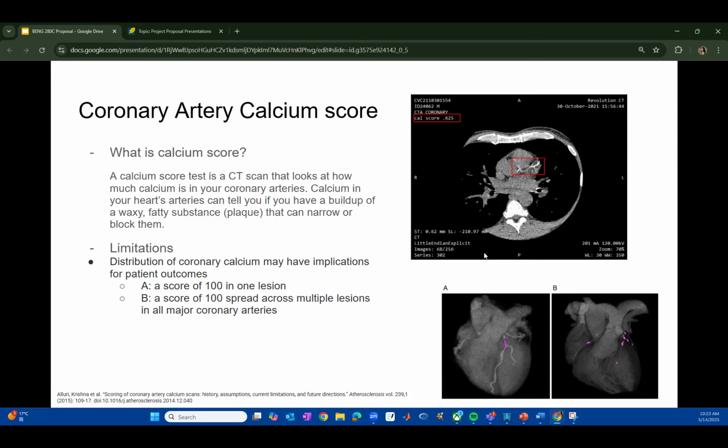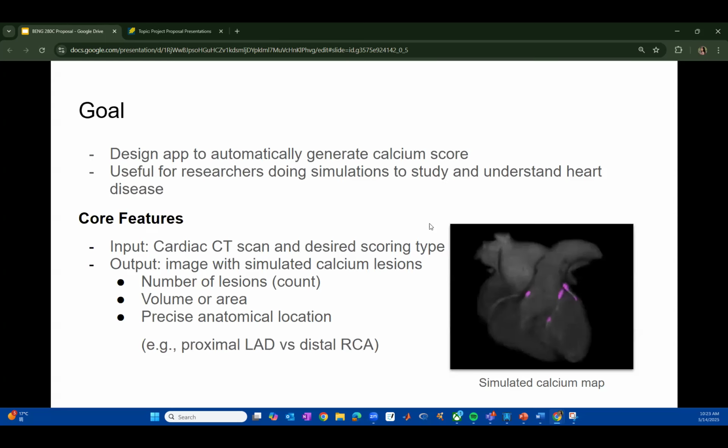Given these limitations of the CAC score, our goal is to output a detailed calcium map, not just the total score, but the spatial distribution of lesions, so that it can help researchers run better simulations and test hypotheses or train models for personalized risk prediction.